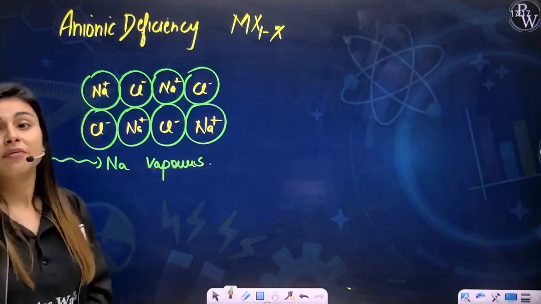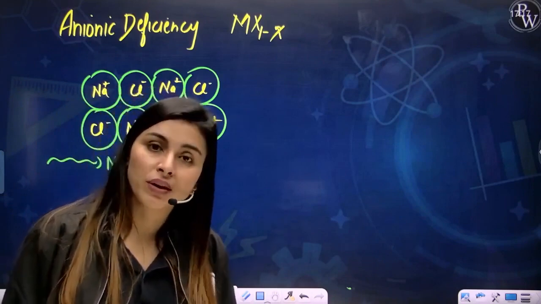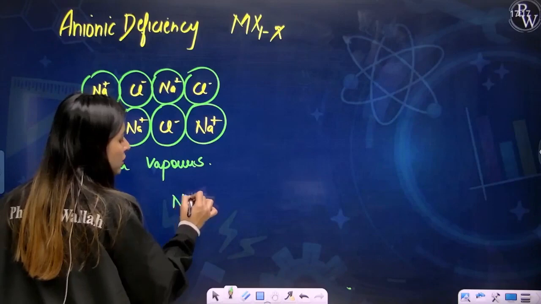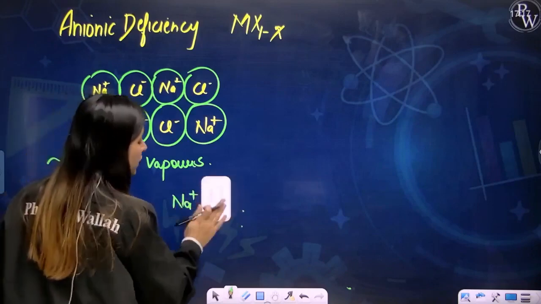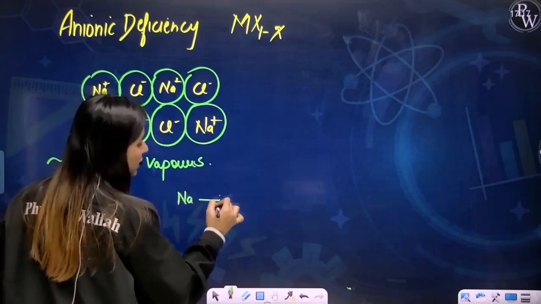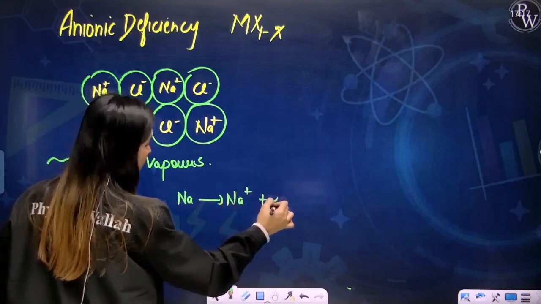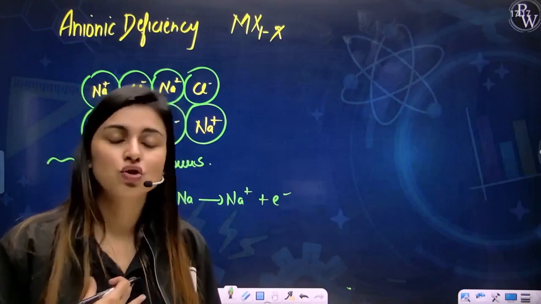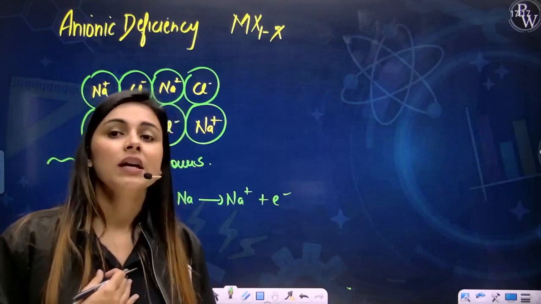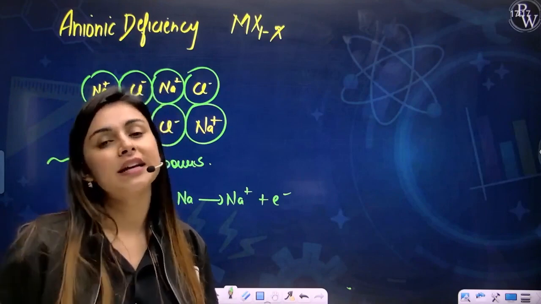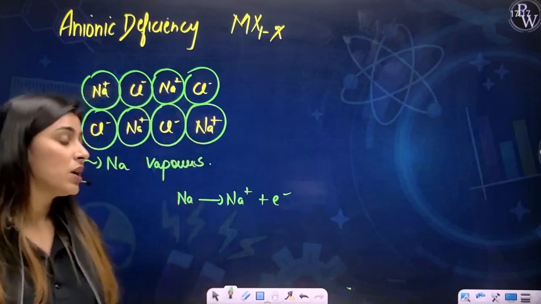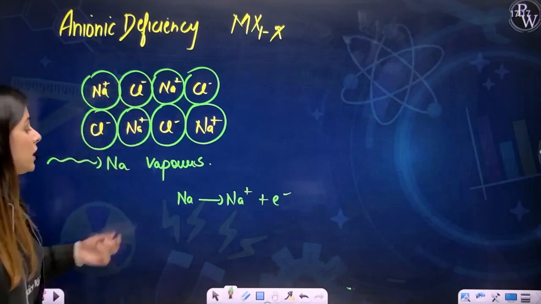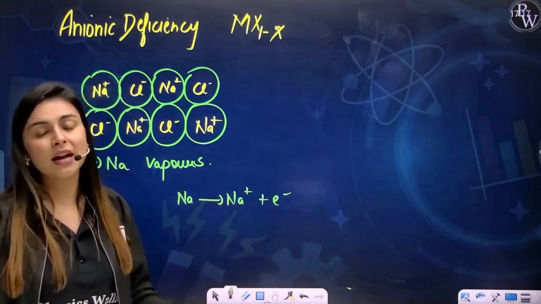Now when you pass some sodium vapors, what will happen, my dear students? Your sodium will lose an electron. It will give you Na plus and one electron. Why? Because sodium has a tendency to lose an electron. It only wants to lose an electron and gain the stable noble gas configuration.